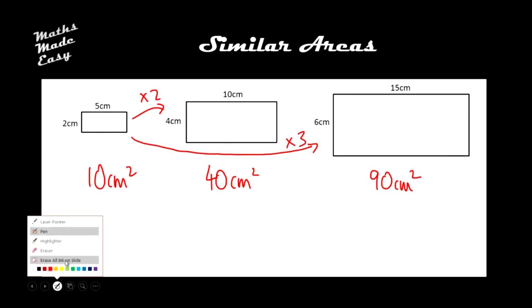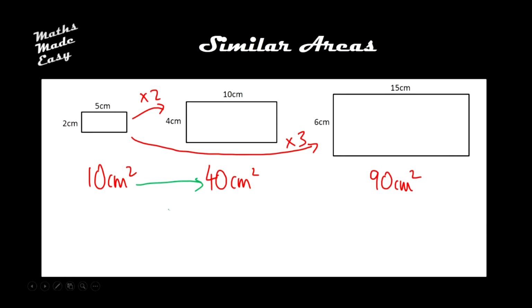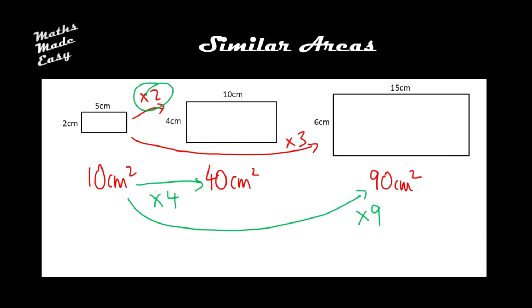Now what about the areas then? So to get from this one to this one, I'm not timesing by 2 but timesing by 4, and to get from this one to this one I'm timesing by 9. So what's going on here is whenever I double the lengths I multiply the areas by 4, and whenever I triple the lengths I multiply the areas by 9.